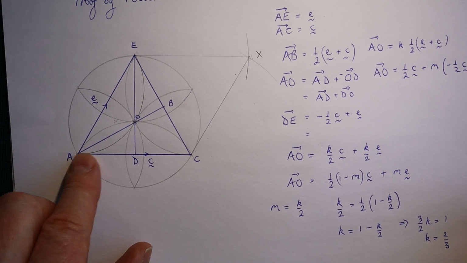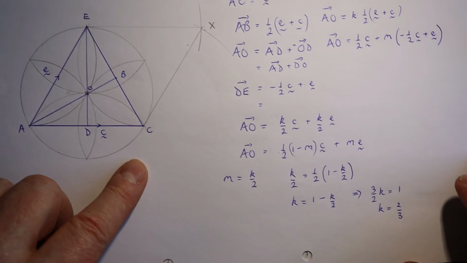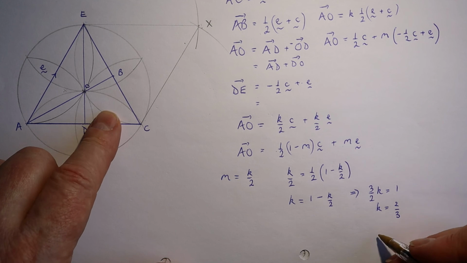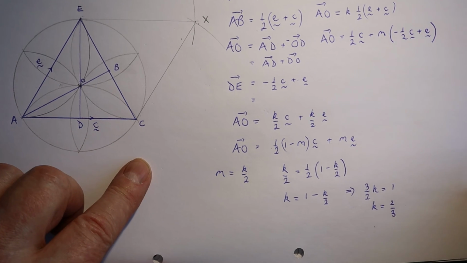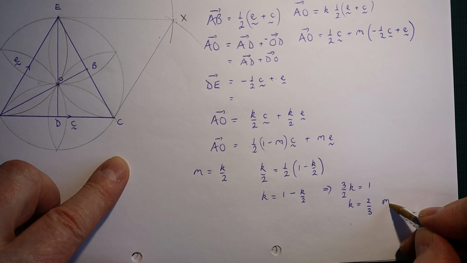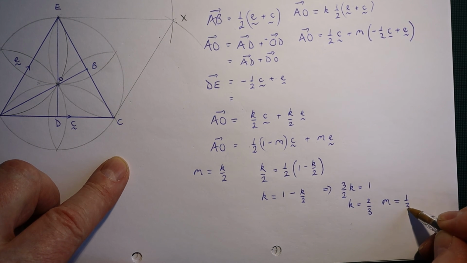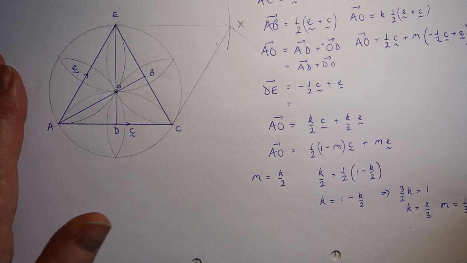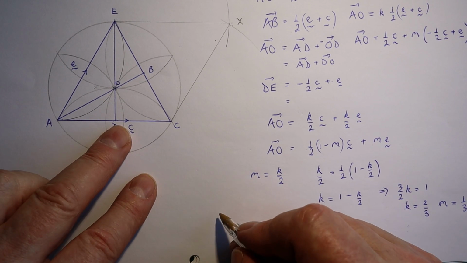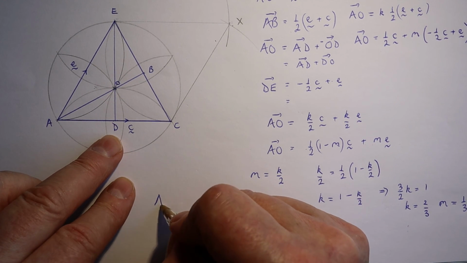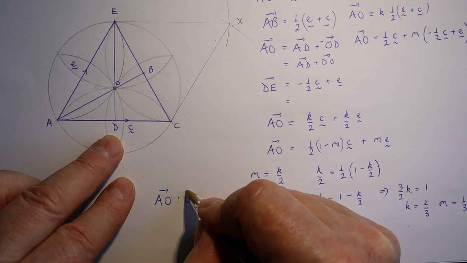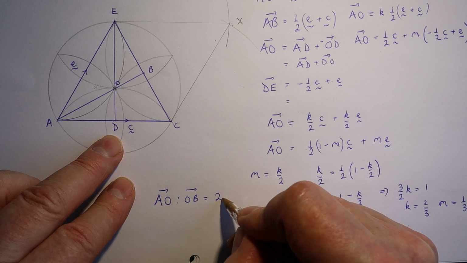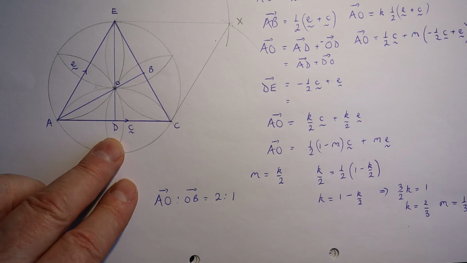K is 2/3 of AB, and clearly we can just write down the other fraction, M is equal to 1/3. And we've shown again that the ratio AO to OB is equal to 2 to 1 as required.